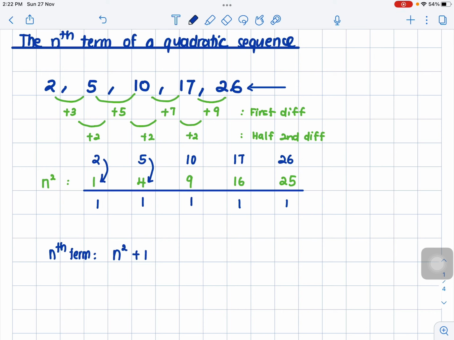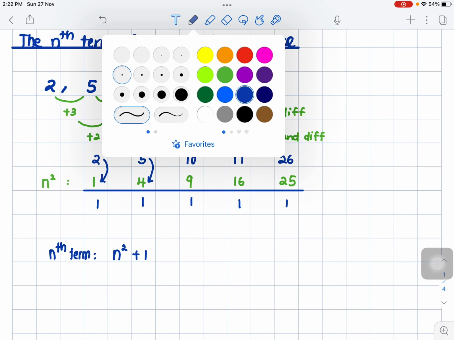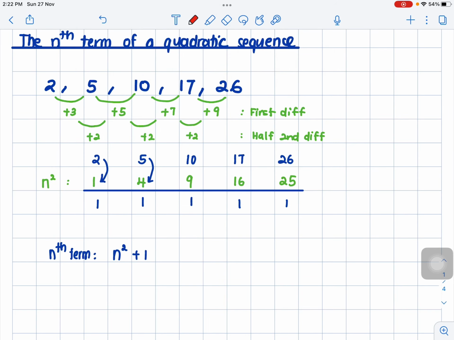Now how do I make sure that I am correct? In order to do the checking, you know this is your fourth term and this is your fifth term, right? I know that this is u1, u2, u3. So I'm going to check for the fifth term now. If I substitute into this, my n value is 5, right? I'm going to get 5 squared plus 1, which is 26. And I know that it tallies with this one. Okay, let's move on to the next example now.